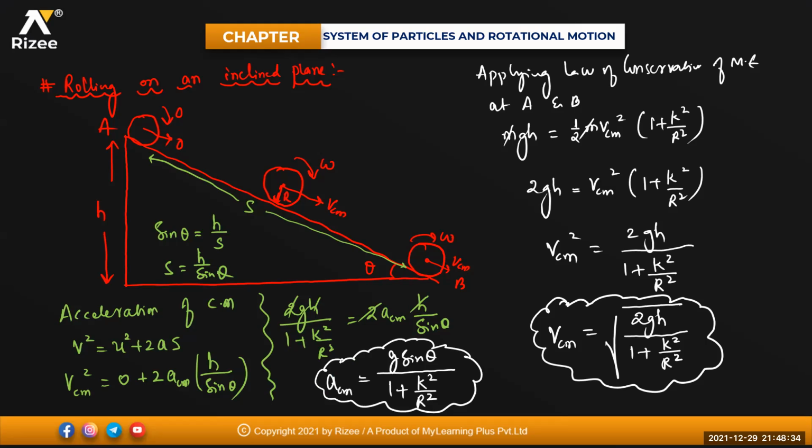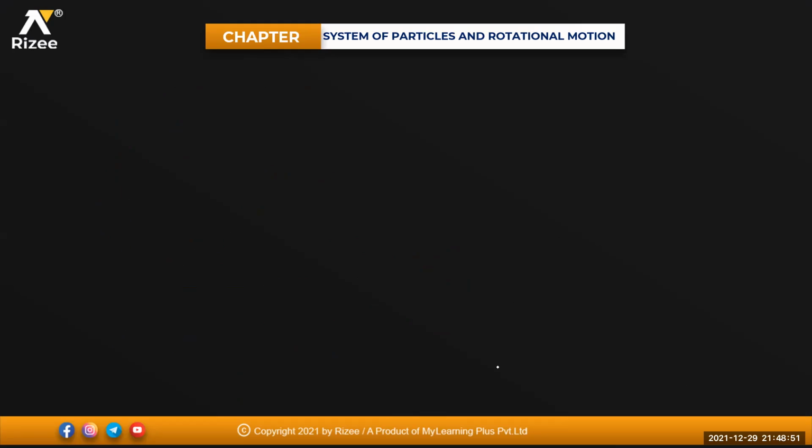Clear? So we need to remember directly this formula, beta. Velocity with which it will be hitting the ground, VCM, is equal to under root of 2gh divided by 1 plus k square by r square. And acceleration of the center of mass is g sine theta divided by 1 plus k square by r square. Now he's asking the time taken by the body to reach the bottom.